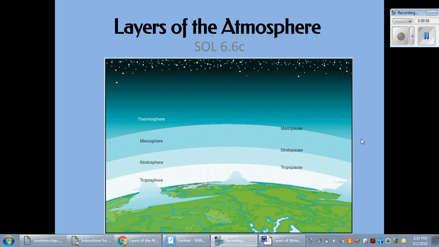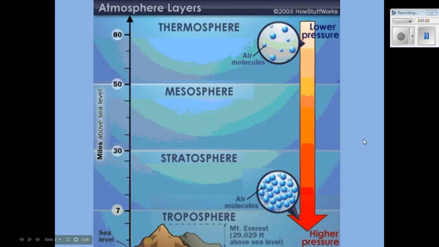First, we're going to start off with an infographic looking at the layers of the atmosphere. As you can see, the layers of the atmosphere start at the bottom in the troposphere where we live, moving up as we increase in altitude above sea level. The lower you are in the troposphere, the more densely packed the air molecules are. The higher up you go, the thinner the air becomes. Therefore, there's less pressure the higher you go in the atmosphere.